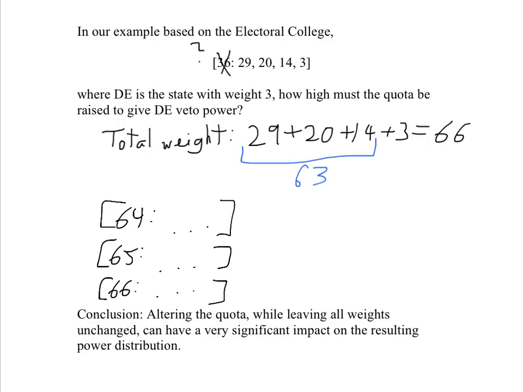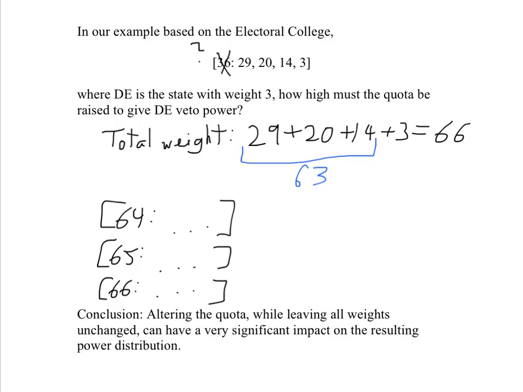Because with any of those quotas that are higher than 63, the other 3 players combined don't have enough votes to pass a motion; they will need Delaware to join in. In other words, if the quota is higher than 63, then nothing can pass unless Delaware also votes yes. That means that Delaware would have veto power.